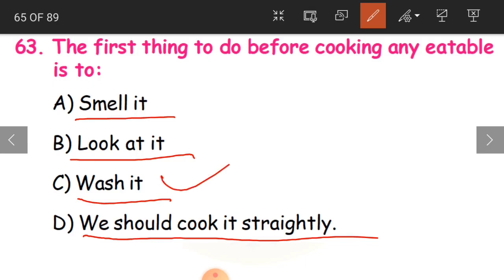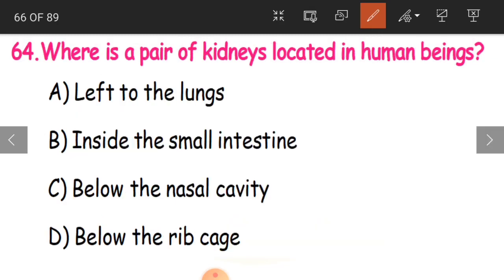So if you are cooking anything like vegetables, you have to wash the vegetables first, then cut them and then cook them. Rice also, dal, pulses, everything, cereals, you have to wash before cooking. Clear, children?